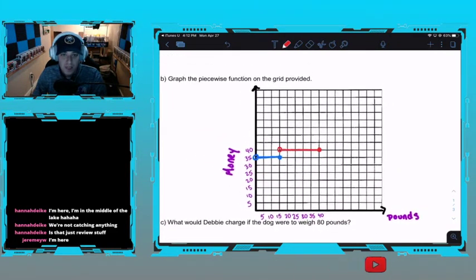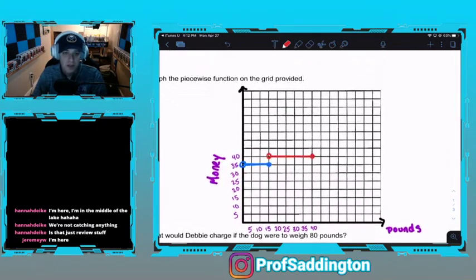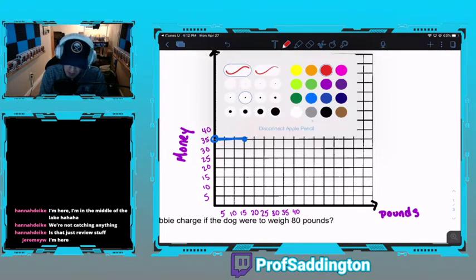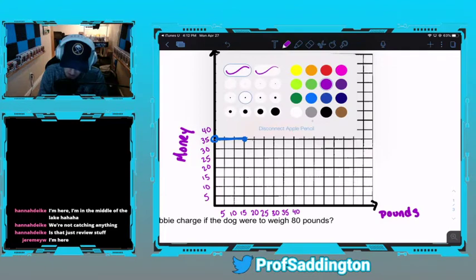Now the last part says, if the dog weighs over 40 pounds. So we have everything between 0 and 40 completed. So what I should be doing is making sure I'm adding on to my axis right now.